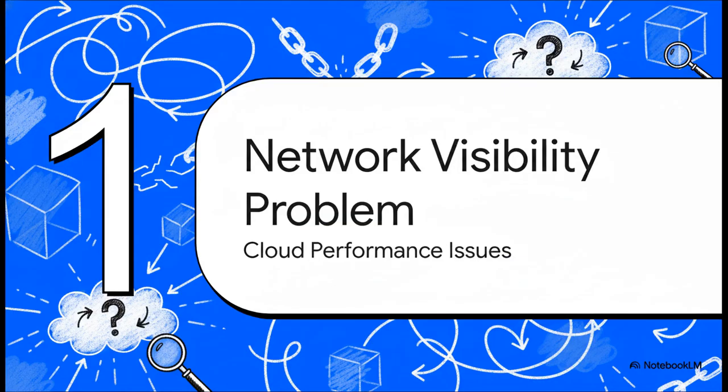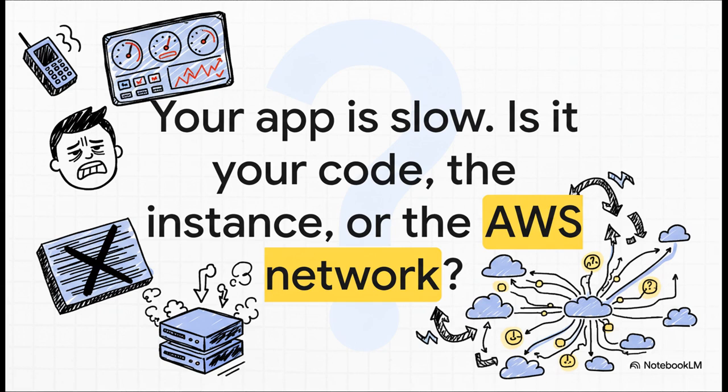Okay, first things first. Let's really set the stage and talk about the core problem here. It's a situation every one of us who works in the cloud absolutely dreads. A performance alert goes off, and suddenly you're faced with a really tough question. And that question is this: your app is slow, but why? Is it a bug in the code you just pushed? Is the EC2 instance itself just completely overloaded? Or, and this is the frustrating one, is it something happening in the underlying AWS network, something totally outside of your control? That uncertainty, that's the real killer.